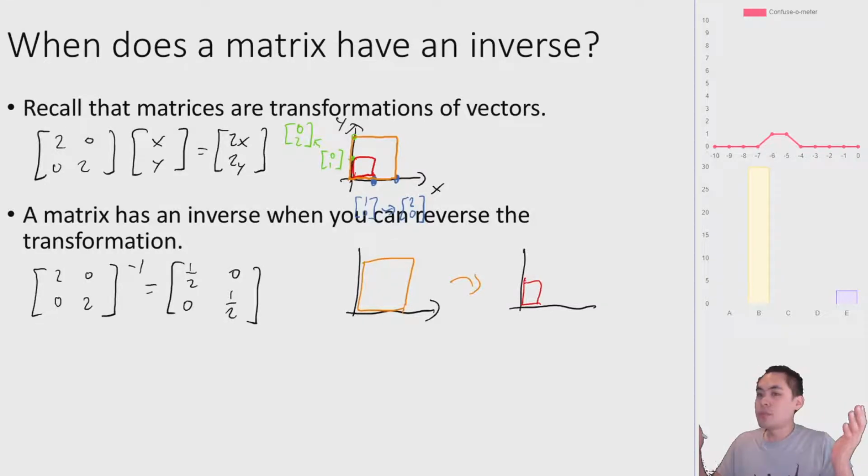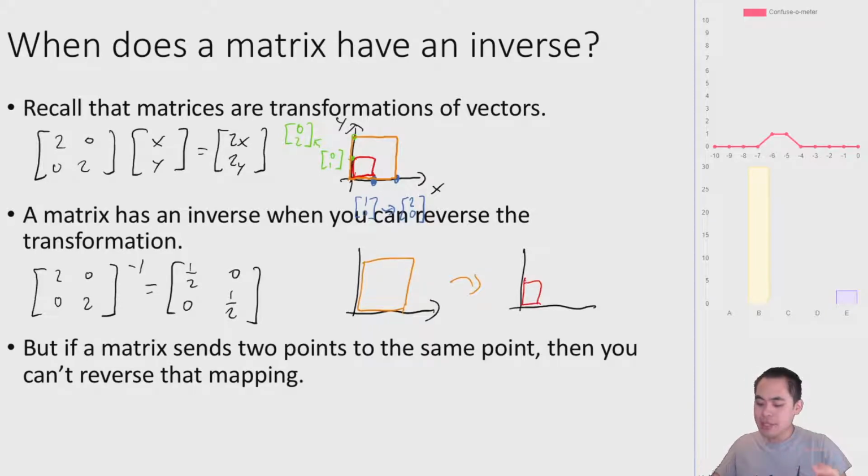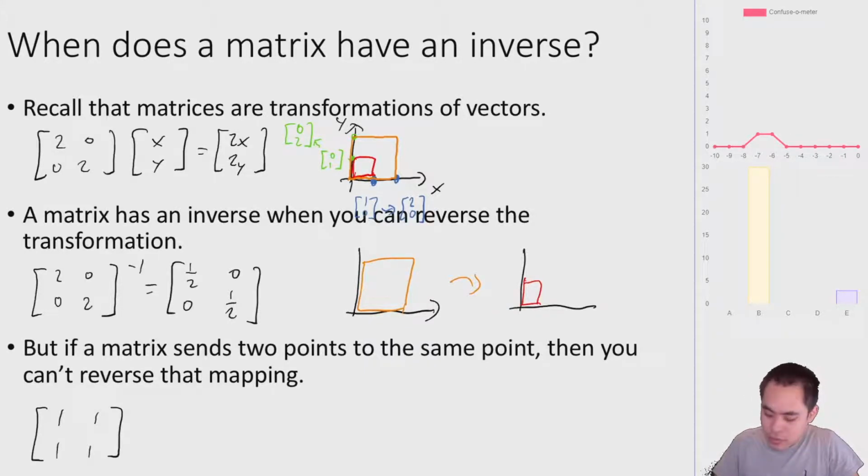So long as you have this sort of continuous transformation, you can expand things, you can shrink them, and often you can reverse these transformations. But if a matrix sends two points to the same point, then you can't reverse the mapping. Let's give an example of that. 1, 1, 1, 1 times x, y is equal to x plus y, x plus y.